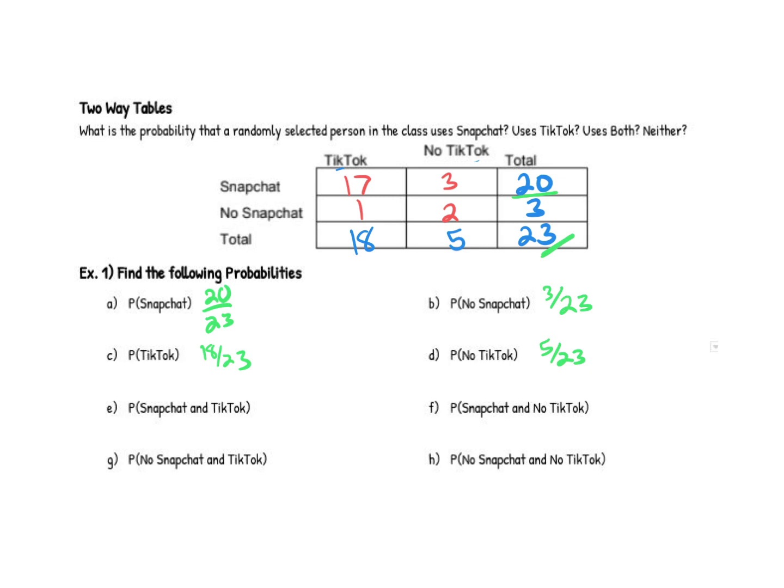Next, we come into our probability of these kind of groups. So the first one, we've got the probability of Snapchat and TikTok. You want to find Snapchat and TikTok together right there, 17 over 23. Then Snapchat and no TikTok would fall right there, 3 over 23. Then we've got no Snapchat and TikTok, 1 over 23. And no Snapchat and no TikTok, 2 over 23. So we are going to use these in a second for our conditional probabilities.